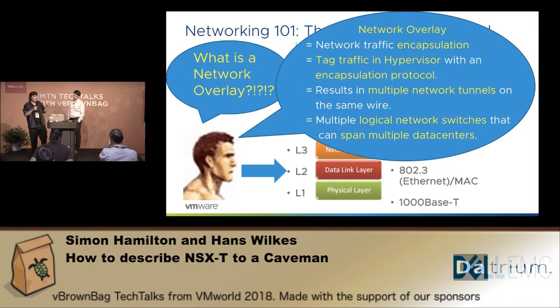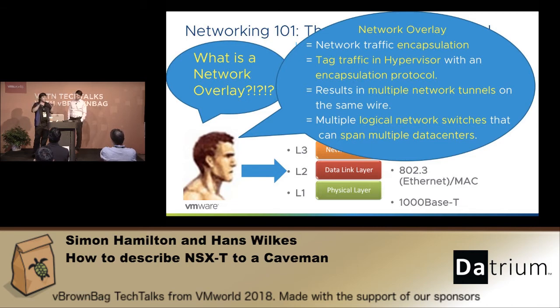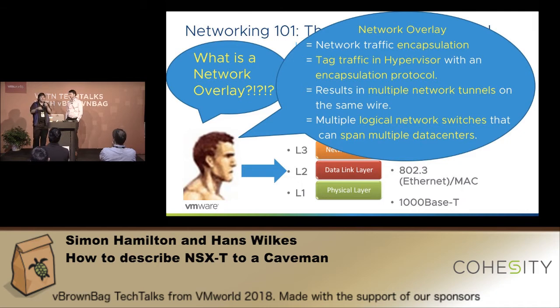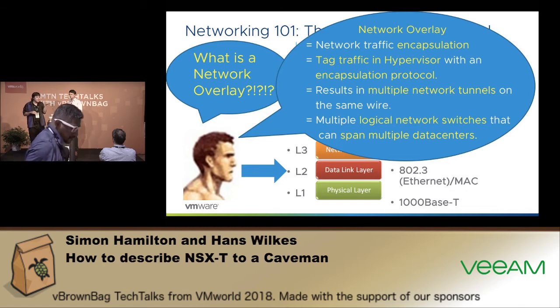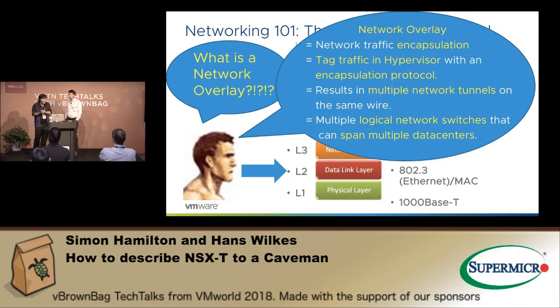What's going to happen is, well, I could have a red tunnel, I could have a blue tunnel, I could have a green tunnel. All this traffic can be on the same network, but logically in the hypervisors, it's all separated, because this is red traffic, this is blue traffic, this is green traffic. So I'm using an encapsulation protocol to just tag everything that comes out of the virtual machines into the hypervisor. So the result is I'm going to have these multiple network tunnels on the same physical wire, and then there are multiple logical network switches that can span data centers. They don't just have to be in a set of hypervisors. We can actually take that logic and spread it out across multiple data centers.